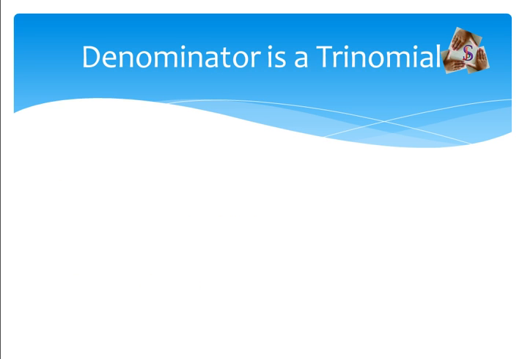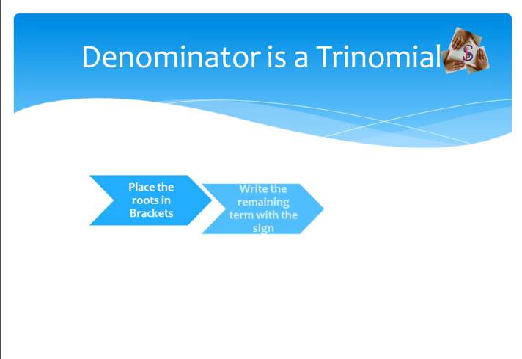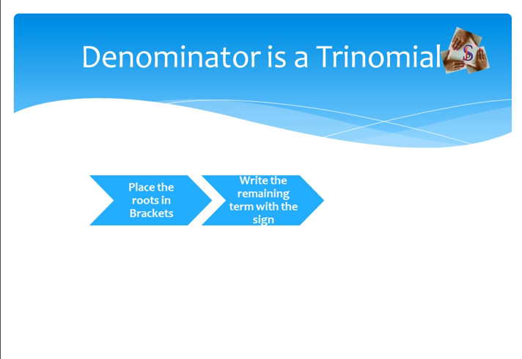Now, proceeding further, we will consider the denominator which consists of 3 terms. That is, the denominator is a trinomial. Step 1, I will place the roots in brackets. Step 2, I will write the remaining terms with the sign. And step 3, I will multiply and divide by the conjugate. Now let me explain the steps clearly with the help of an example.